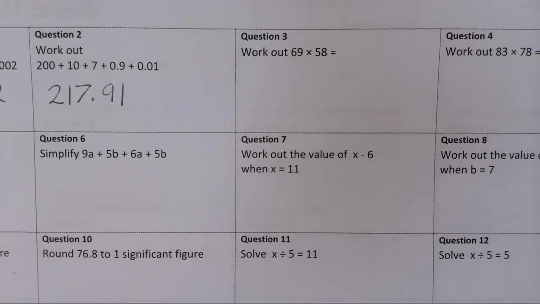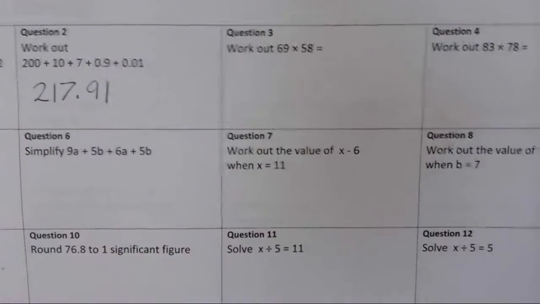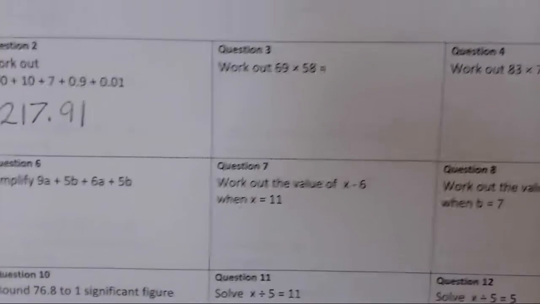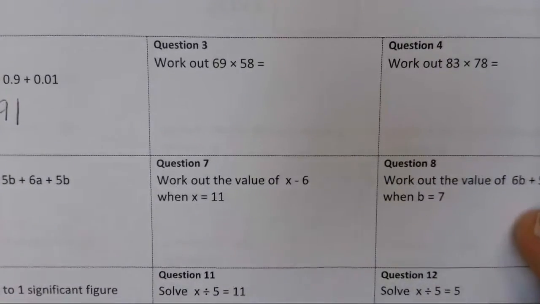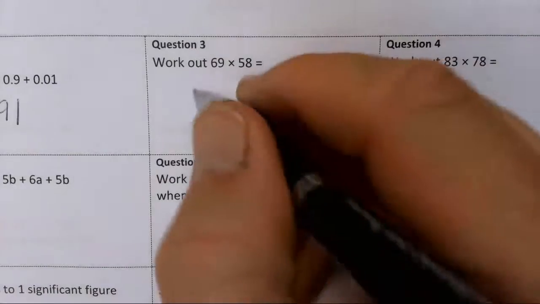Okay, I need to see for question 3. I'm going to repeat this again. If you haven't done the working out, I need to see it. Okay, so I need the working out for question 3 and 4. So I want a column method, ideally.